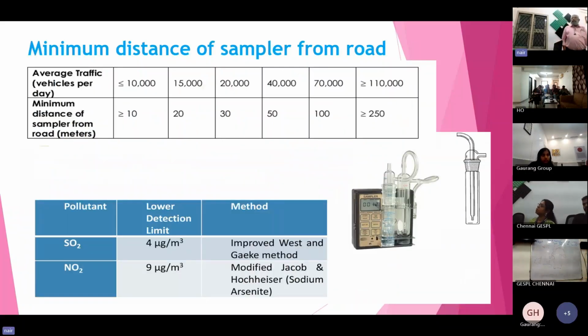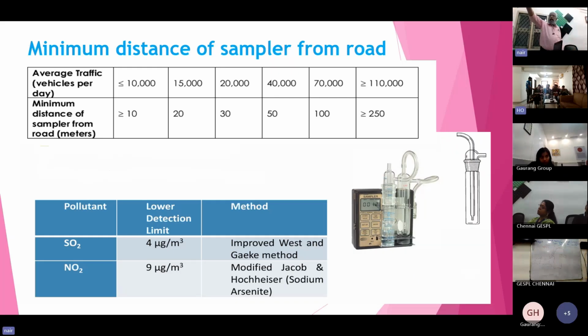Then the minimum distance of sampler from the road. If you have a traffic road, you have to see the average traffic vehicle count per day. Take the count, and you can see the minimum distance of sampler from the road. If it is less than 10,000 vehicles, the distance is greater than or equal to 10 meters. As the vehicles increase, 20,000 becomes 30 meters. So as the number of vehicles increases, the distance also increases.